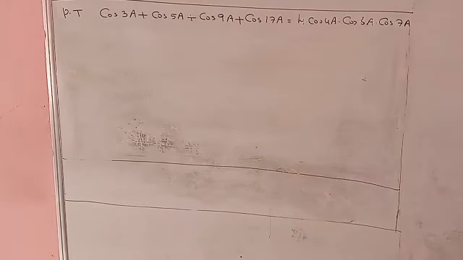Another problem. This problem is also important. Prove that cos 3a plus cos 5a plus cos 9a plus cos 17a is equal to 4 cos 4a into cos 6a into cos 7a. Here there are 4 cosine terms in the left hand side. So you group these 4 terms as 2 groups. That is cos 17a and cos 3a in one group, and cos 9a and cos 5a in another group.